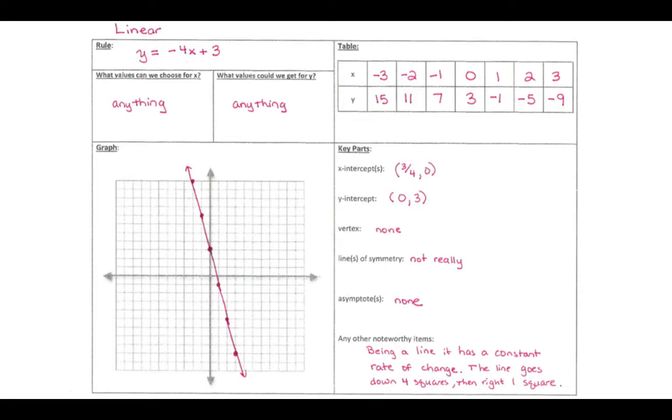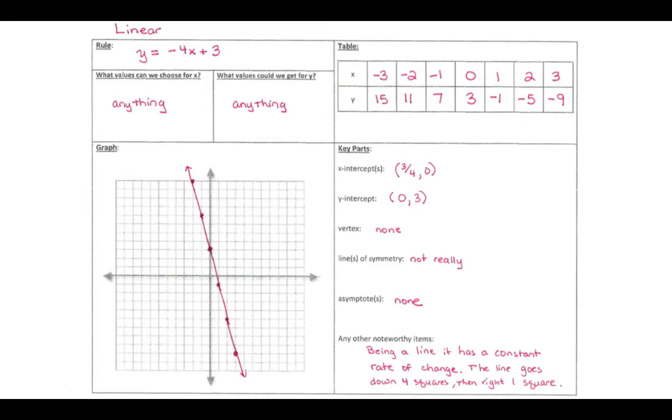Well, since this rule is just saying take the number I pick for x, multiply it by negative 4, and add 3, there's really nothing I couldn't use. I could pick any number I want, positive, negative, fraction, decimal, anything, and I could multiply by negative 4 and add 3. And so because of that, since I could plug any kind of number in for x, I could make any answer come out for y. So what can I choose for x? Anything. What could I get for y? Anything.